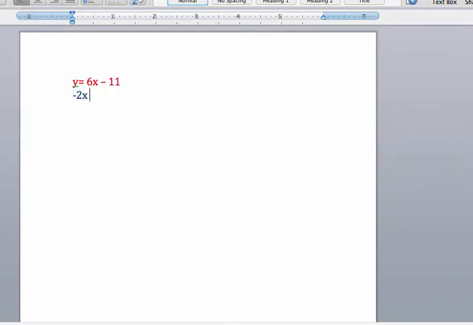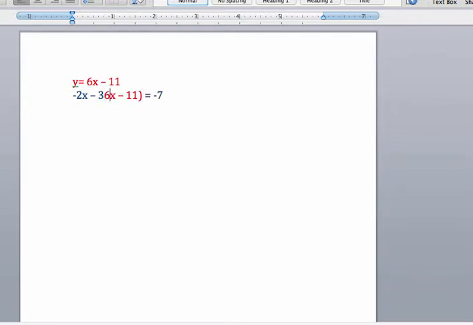Negative 2x minus 3y equals negative 7. So substitution means I'm going to replace something with something else. So here's what I'm going to do. I'm going to copy what y is up here. The first equation tells me that y equals 6x minus 11. And now, on the second equation, I'm going to paste that right there.